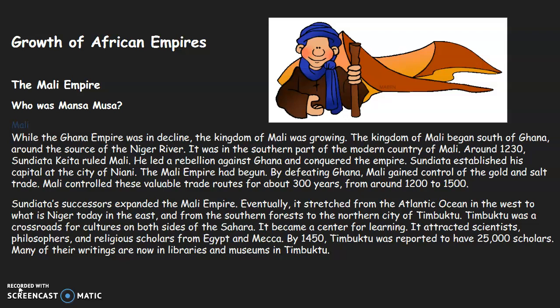Timbuktu was a crossroads for cultures on both sides of the Sahara. It became a center for learning. It attracted scientists, philosophers, and religious scholars from Egypt and Mecca. By 1450, Timbuktu was reported to have 25,000 scholars. Many of their writings are now in libraries and museums in Timbuktu.